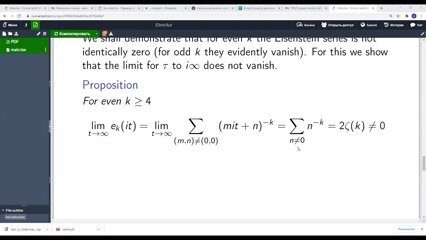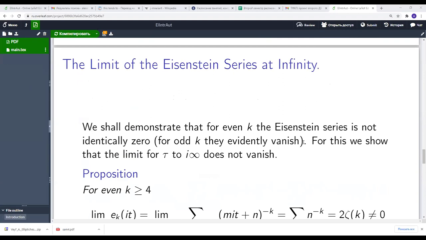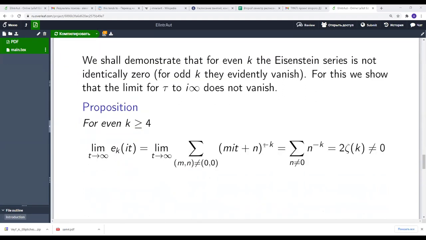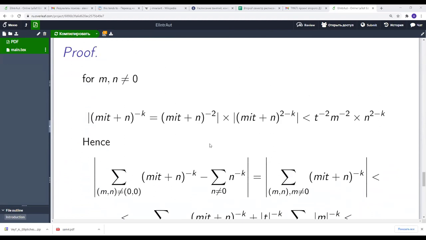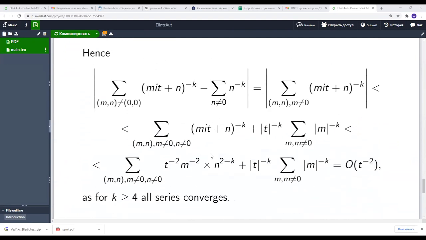Can you show it again down below? The inequality after the word hence, please? Yeah, so I take the difference. This difference is just a sum, so the terms are the same. So I extract the term with m equals zero here. You see? Yeah, thanks, it's clear.